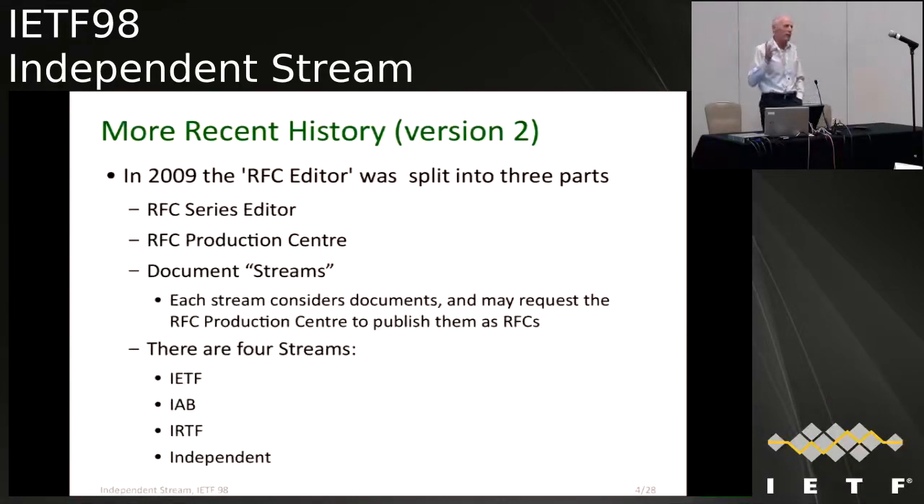What they meant by a document stream was an organisation which will produce documents, approve them for publication as RFCs, and pass them to the production centre. So there are 4 of those streams. There's the IETF stream. The stream manager for that is the IESG, and the working groups produce documents, achieve working group consensus on them, and pass them to the IESG, who get to look at them and say, yes, that's okay, and get published, or maybe they don't.